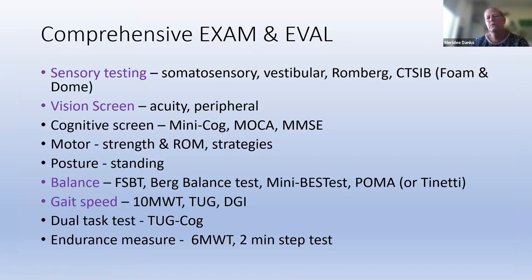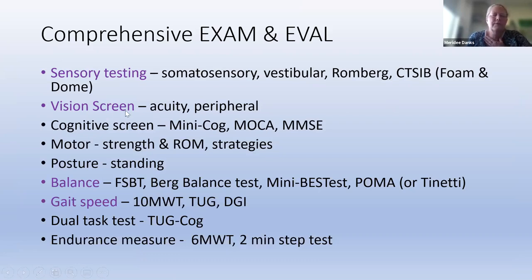So when we do more of an assessment now, because the screening came back as a risk of falling, we want to do sensory testing. We can do that by doing a simple test, sharp dull. We can test the vestibular system. We can do a Romberg test. We'll talk about the clinical tests for sensory imbalance. I like to call it the foam and dome test, but it looks at vision, vestibular, and somatosensory, and we'll talk about that in a minute.